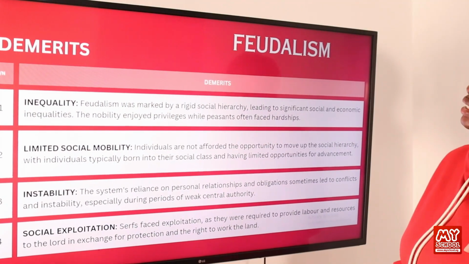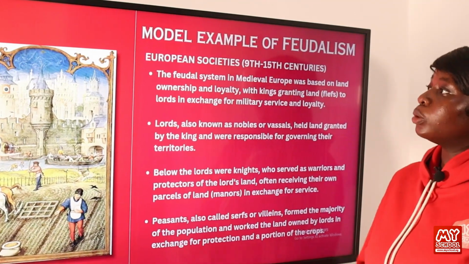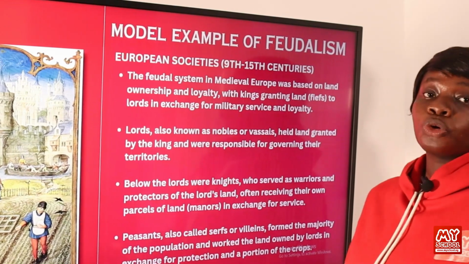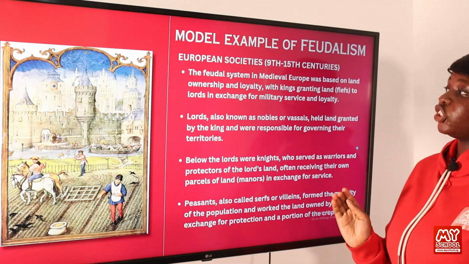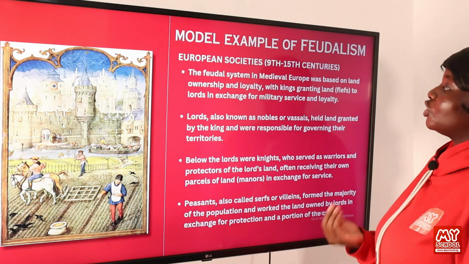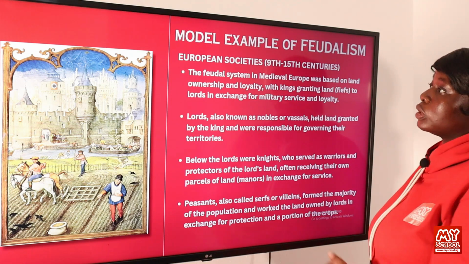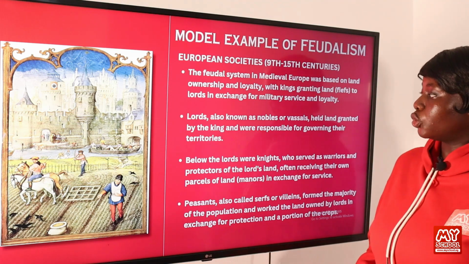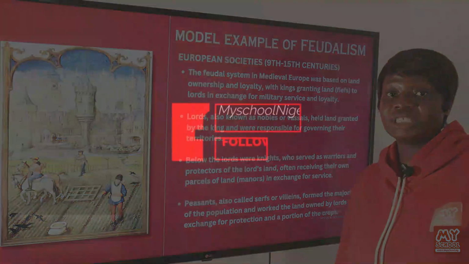Now let's move on to the next slide where we're going to be discussing a model example of feudalism. A model example is European societies between the 9th and the 15th century. So in Europe, feudalism was practiced. The feudal system in medieval Europe was based on land ownership and loyalty, with kings granting lands or fiefs to lords in exchange for military service and loyalty. So those are the characteristics of the feudal structure in medieval European society. Lords, also known as nobles or vassals, held lands granted by the king and were responsible for governing their territories.